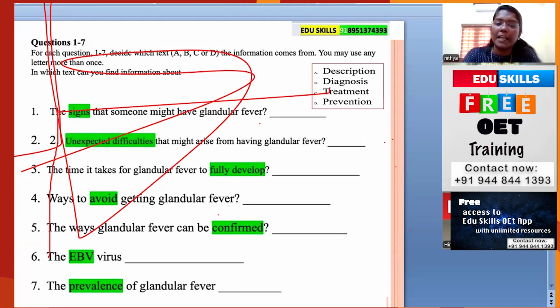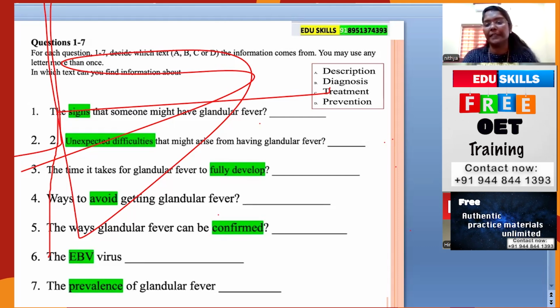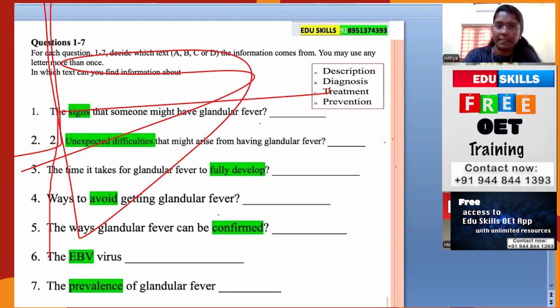Then, the time it takes for glandular fever to fully develop. Look at these four text headings and where it will be identified. Then, ways to avoid getting glandular fever. Where do we see this avoidance or prevention, in which paragraph? Then the fifth question: the ways glandular fever can be confirmed. How it can be confirmed, where can we see these things?